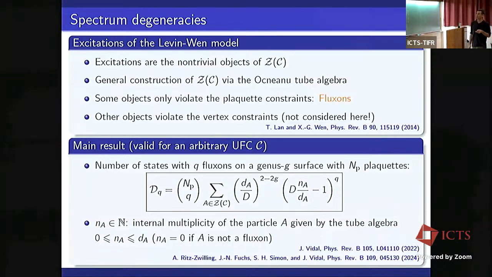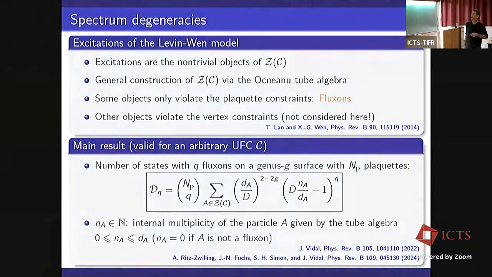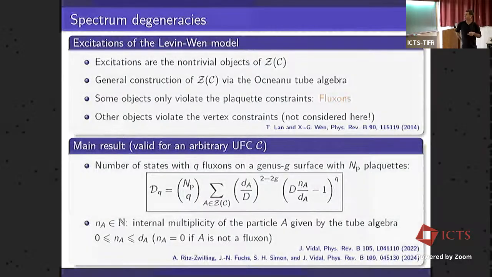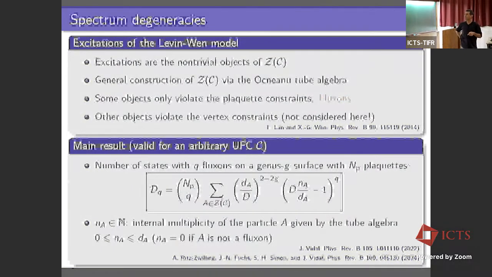Okay. So here I give you directly the results because it's a bit long to explain how to obtain it. So what we have been doing in these two papers is to compute exactly the degeneracy of each energy level of the Levin-1 model for an arbitrary category. Okay. So previously I gave you the result for the ground state degeneracy. Okay. And this is the result for any excited states containing Q excitations.